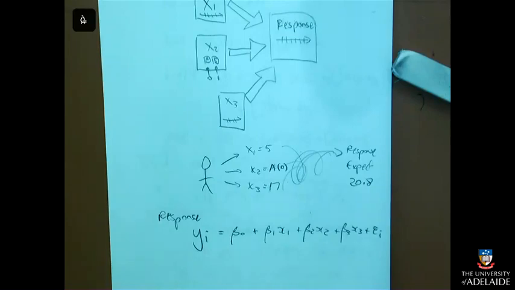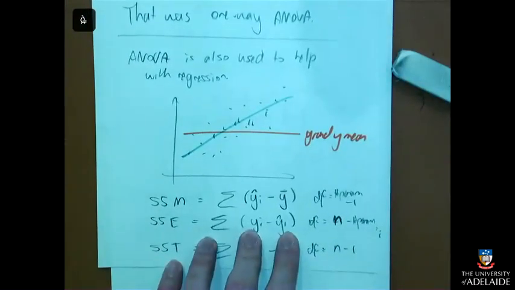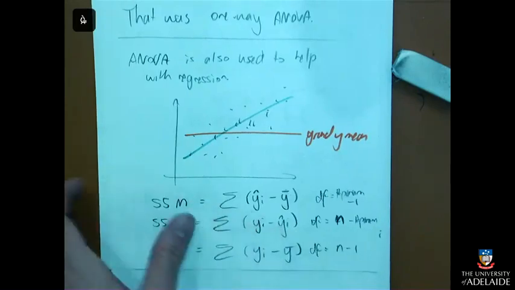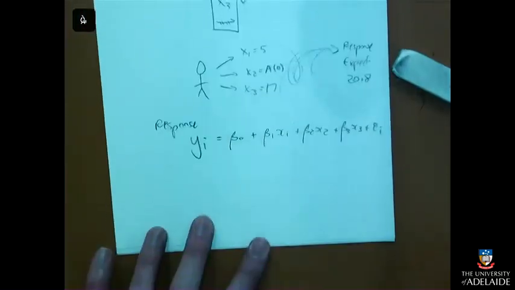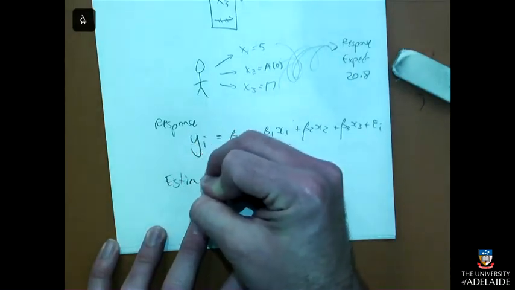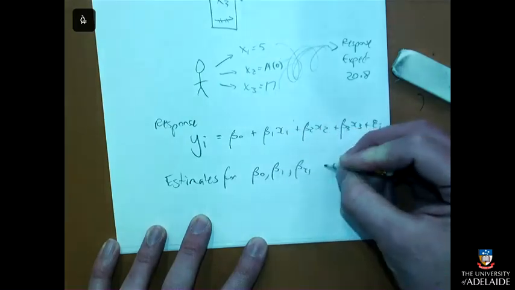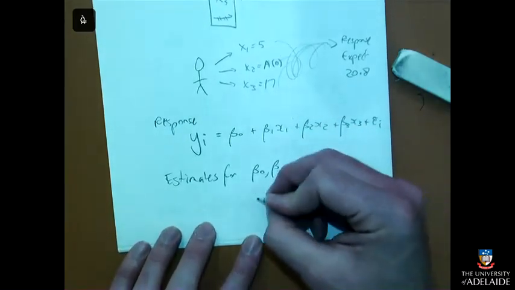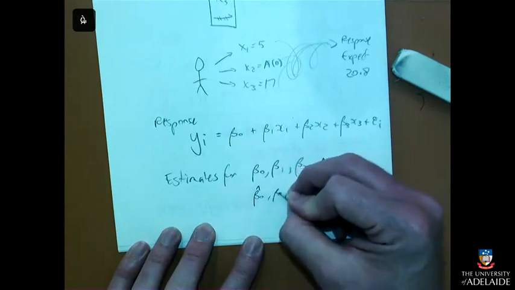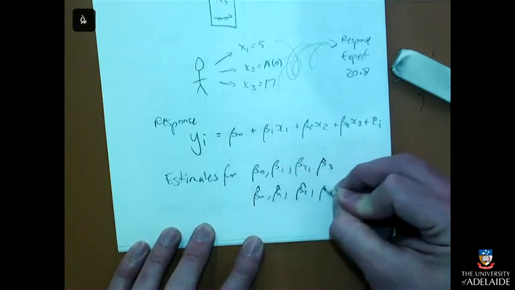And one way of doing it is to get your computer to try all the possible values of the betas and see which of them is the closest. But you need a way of measuring close, right? And that's what this SS thing that I just talked about before is. This SS error is my way of measuring closeness. So I'm going to get estimates for beta 0 and beta 1 and beta 2 and beta 3, which are going to be called beta 0 hat and beta 1 hat and beta 2 hat and beta 3 hat.